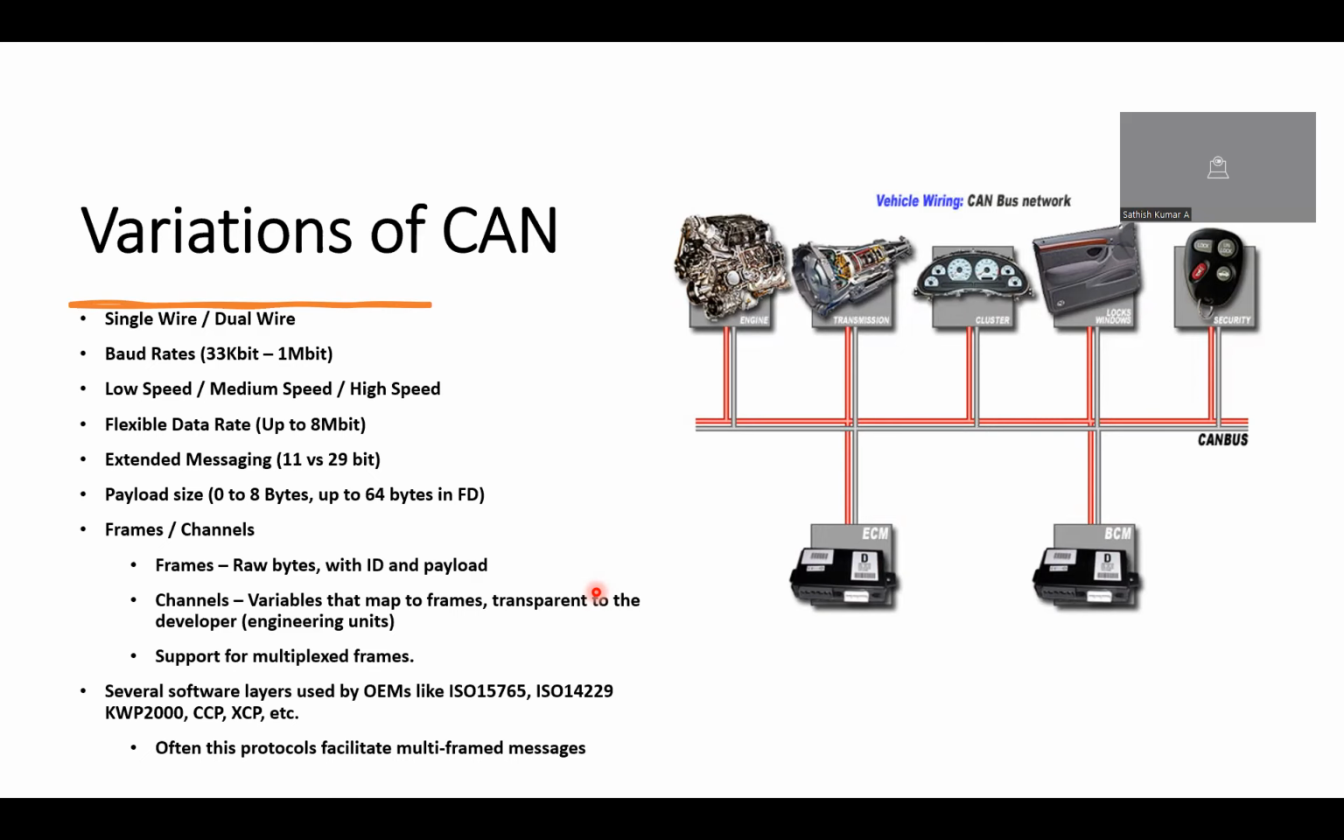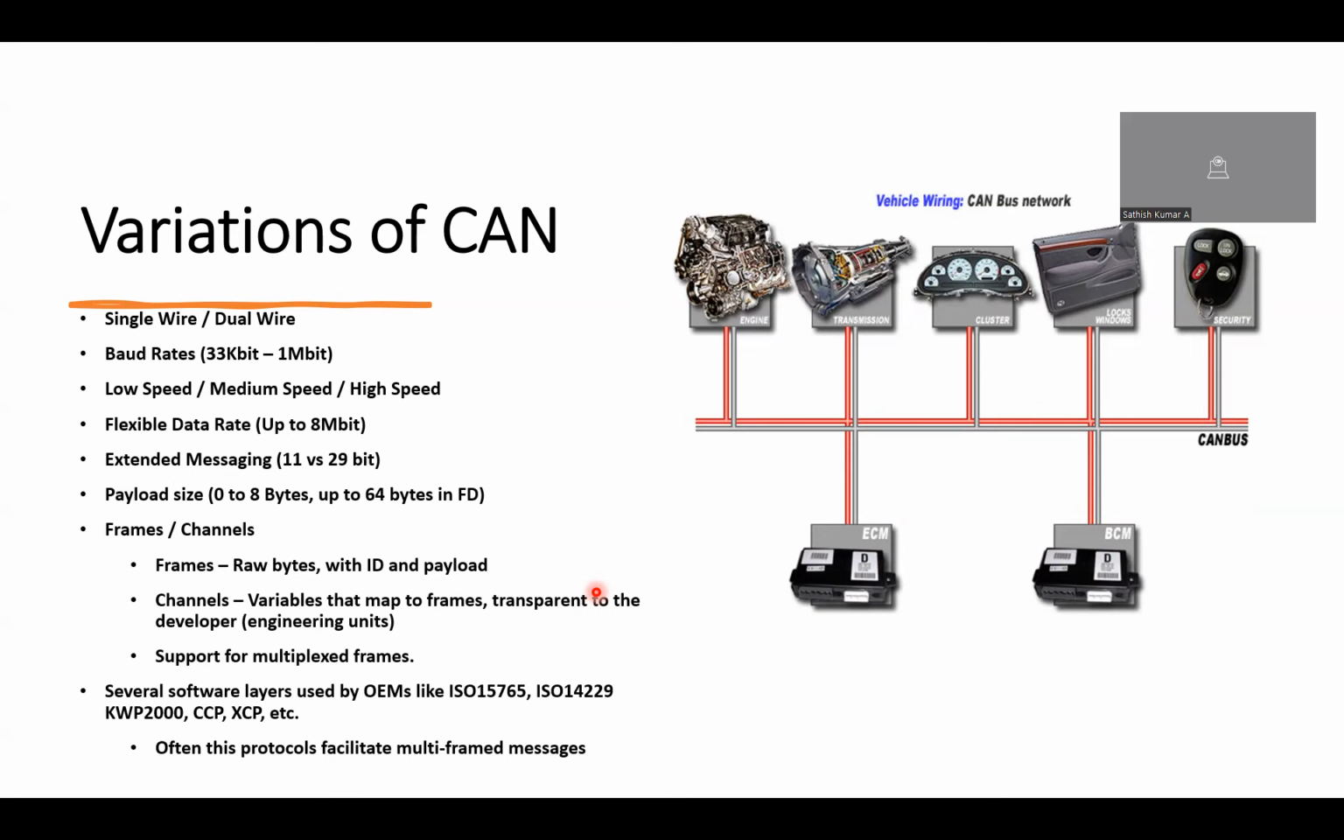Already I've just told you, if it is starting from 33 kilobit up to 250, we call it low speed CAN. Up to 250 means below, less than 250. Even 250 will be the high speed CAN. So from 250 kilobits to 1 megabit, it will be a high speed CAN. If CAN communication is happening above 1 megabit, it will be a flexible data rate. It means CAN FD, we call it.